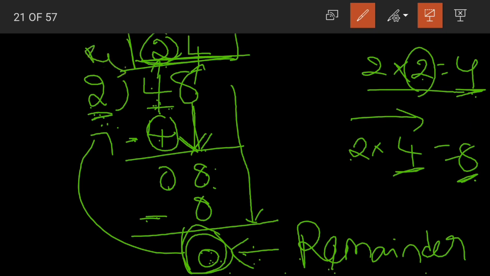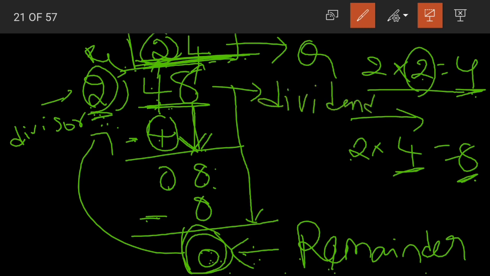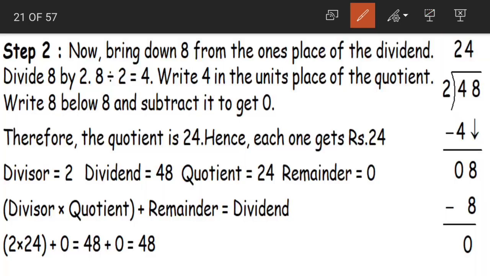Clear? Whenever we are saying the answer for the division, it is nothing but the quotient, children. And where is the quotient written? On top. 24 is our answer. What is 2? 2 is our divisor. It is doing the work of division. And 48 is being divided, so it becomes our dividend. Divisor is 2, dividend is 48, quotient is 24 and remainder is 0.